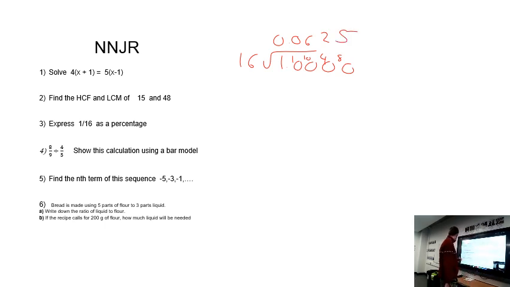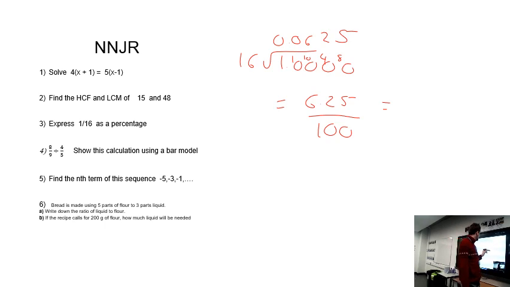Okay, so now we want to express this as a percentage. So here as a percentage, it would be the same as 6.25 over 100. Okay, and this is just a fraction, and this as a percentage would be 6.25%.